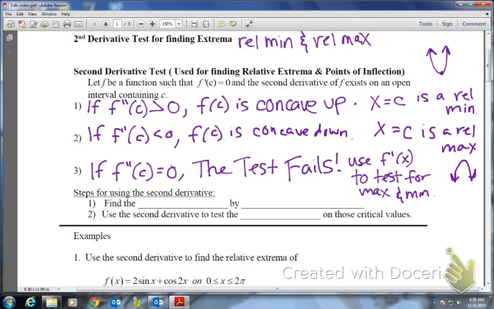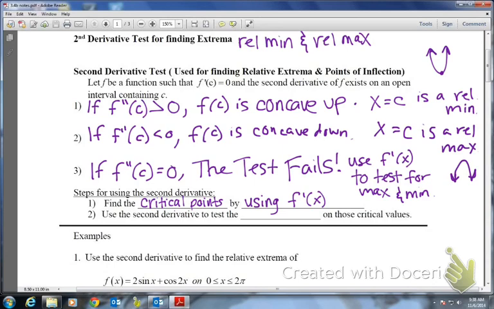So this second part, it says steps for using the second derivative test. So step 1 is you need to know the critical points of the first derivative. So find the critical numbers or the critical points by using f prime of x, the first derivative. The critical points of the first derivative are going to tell us where this first derivative equals 0. So that's going to tell us where the original function has a turning point or where it's undefined. So if we can find the critical points, we know that it has a turning point at one of those.